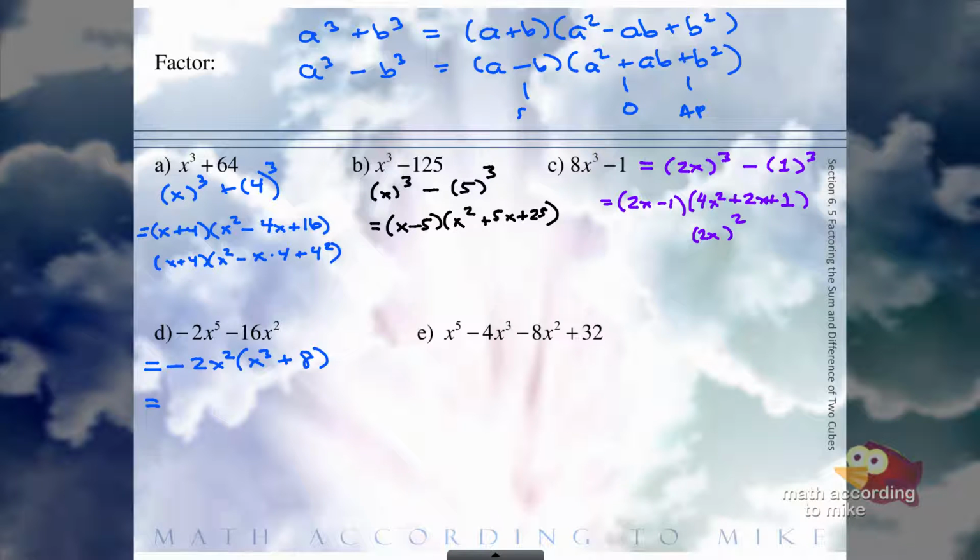So notice we are left with a sum of cubes. What cubed is x cubed? Hopefully you say x, so a would be x. And what cubed is 8? 2. So using the sum of cubes formula, wherever you see an a, we'll put an x. Wherever you see a b, we put a 2. Again, keeping this negative 2x squared on the outside, we'll have a plus b times a squared, opposite sign, a times b, x times 2 is 2x, plus b squared, 2 squared is 4. Done.